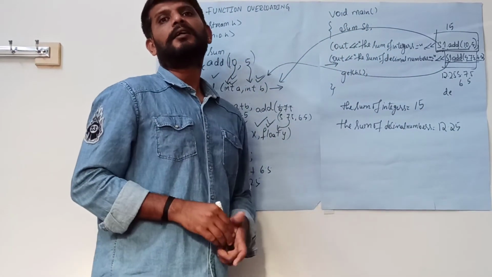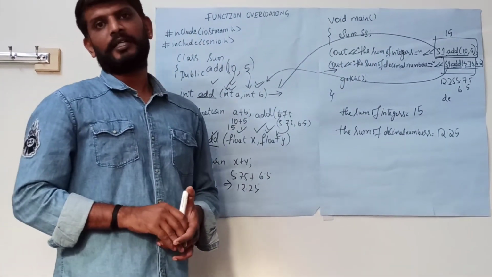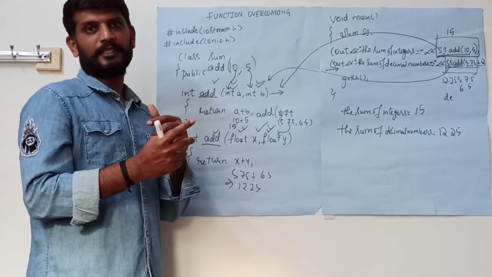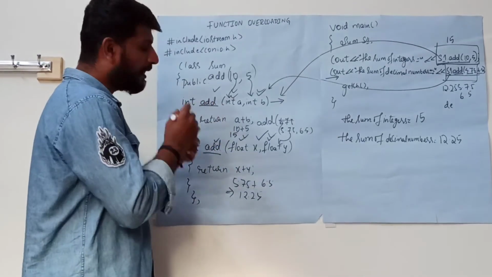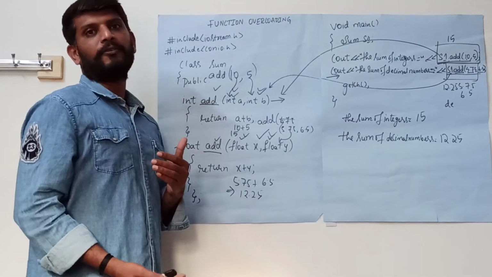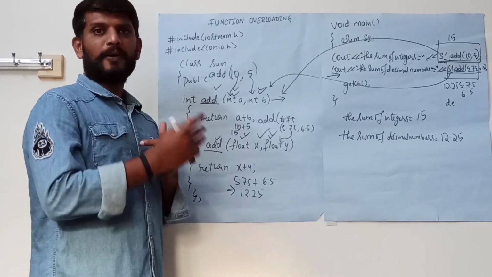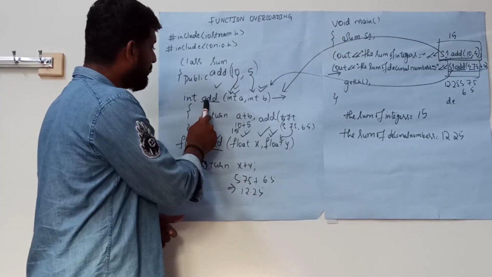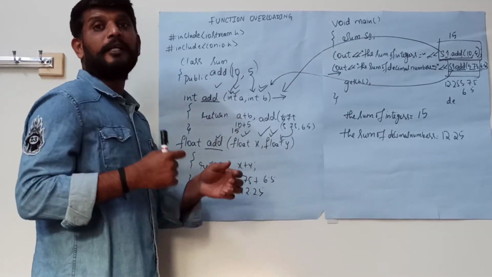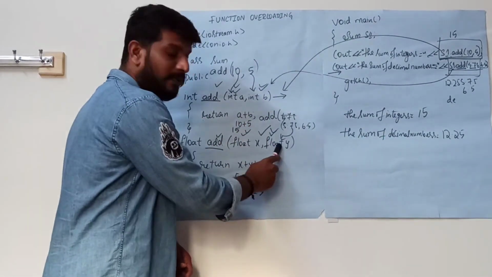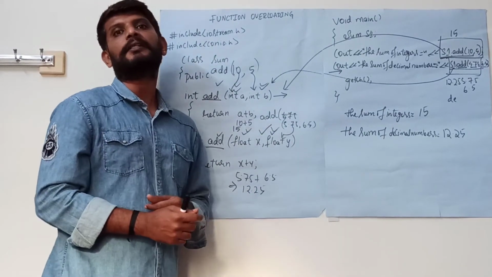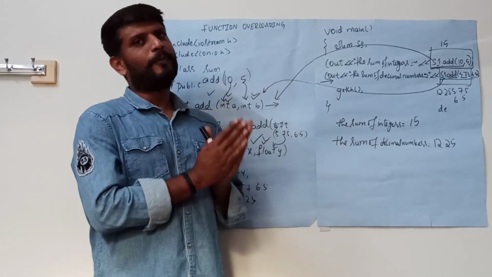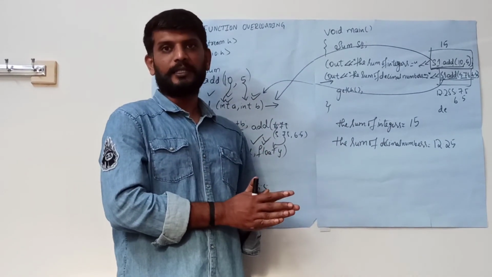So this is the concept of function overloading. You have to remember there are two different kinds of function overloading you will come across. In one case, the number of arguments will be different. In another case, the type of arguments will be different. So two or more functions having the same name but different types of arguments or different numbers of arguments is called function overloading. Okay. Hope you people have understood this particular concept.